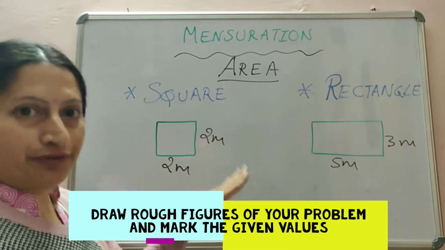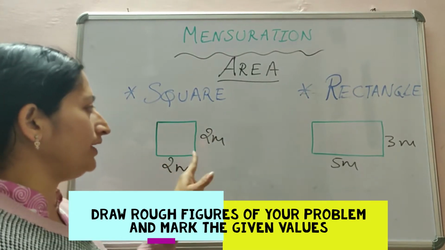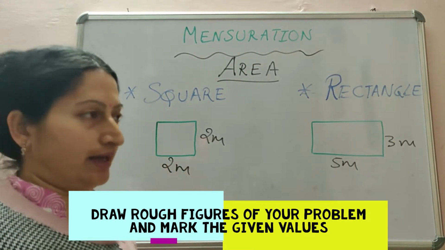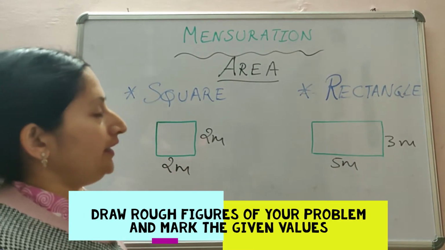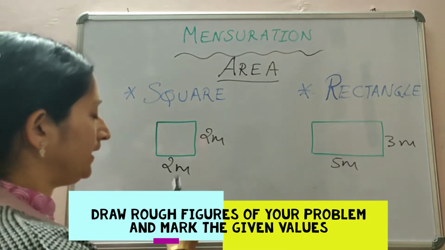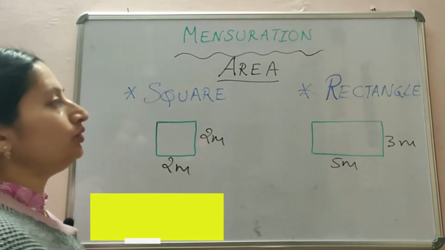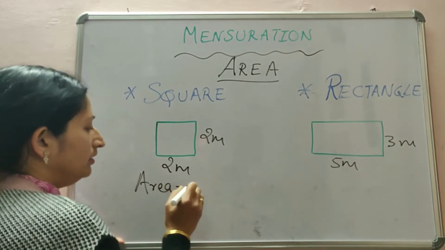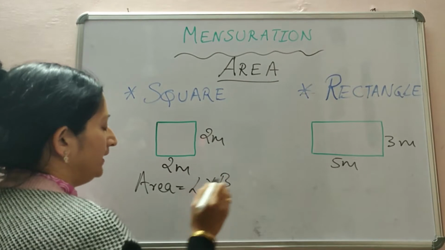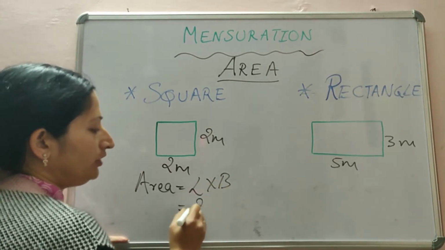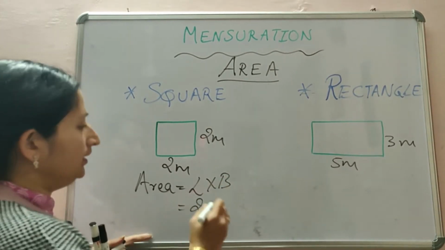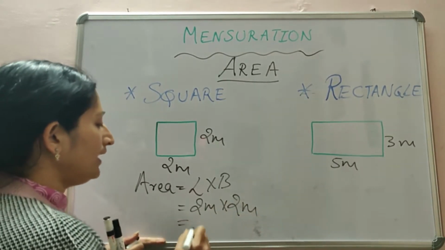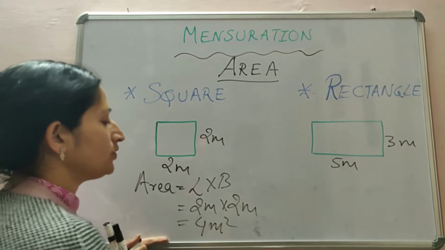Now area of a figure is actually the region which that figure covers. That is called the area. Now how to calculate it? Area of a square is length into breadth. Area is always length into breadth. So here it will be 2 meter, that is length, into 2 meter, that is breadth. So it will come out as 4 meter square.